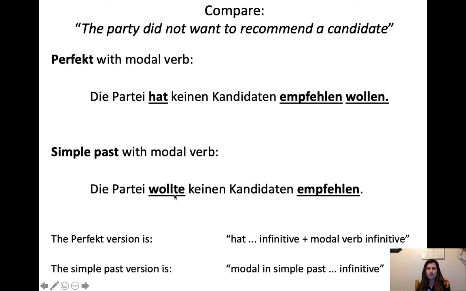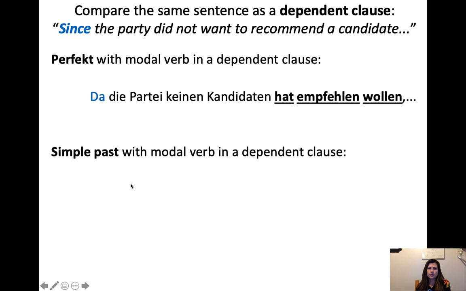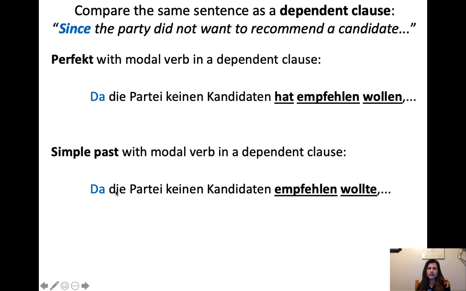So we're going into a dependent clause, so of course we're going to kick the verb to the end. In this case, the general rule is you kick the verb all the way to the end. And in this case, it's actually going to happen that way, like you would expect. So the party, and then wanted to is being kicked to the end. So we end up with da die Partei keinen Kandidaten empfehlen wollte. So normally the wollte was here before, after die Partei, and we've taken it and kicked it all the way to the end. So that's how you do it with the simple past and the modal verb.